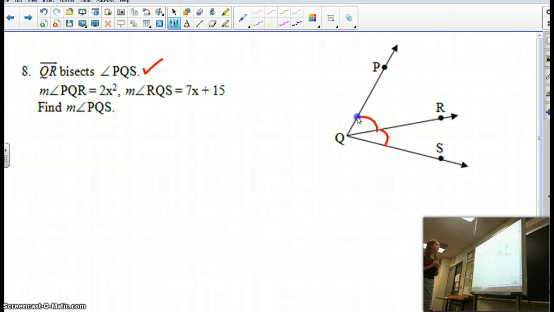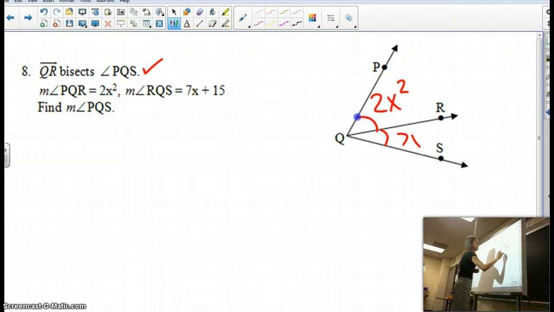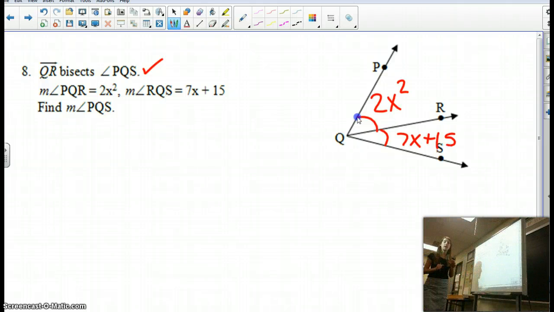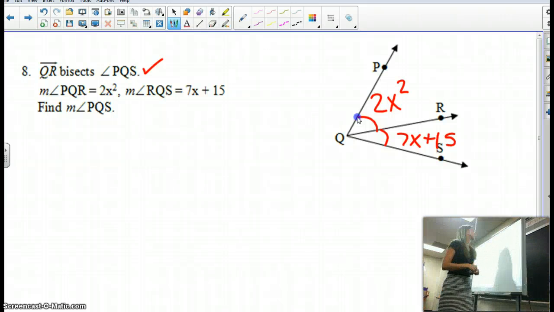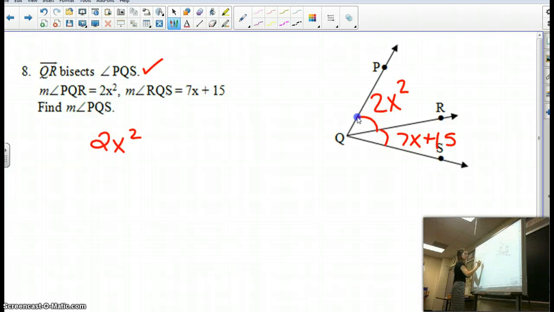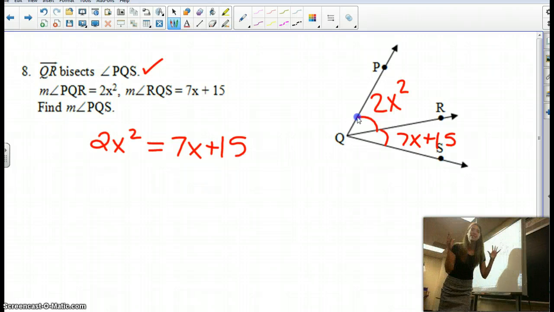The measure of angle PQR is 2x squared. And the measure of angle RQS is 7x plus 15. So we are given half and half. Those are congruent. Those are two equal parts. So now I can set up my equation, and my equation is 2x squared equals 7x plus 15. The geometry part is done.